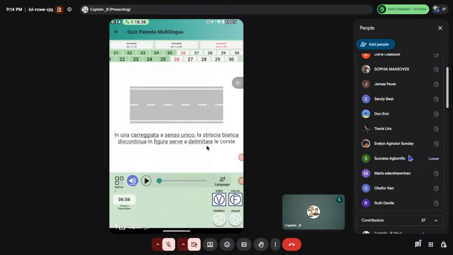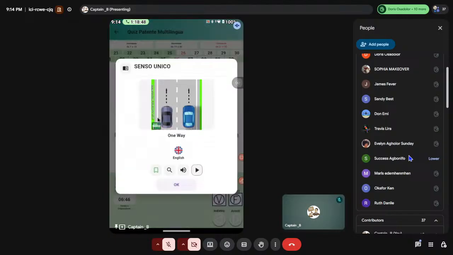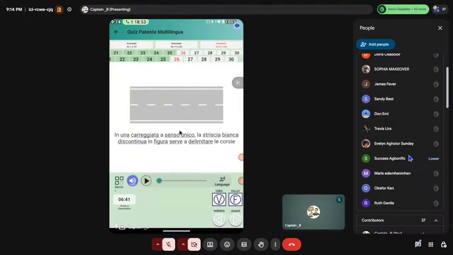That is delimitare la corsia. What do you mean, sir? Reduce, the lane. It has reduced the lane to two-way circulation. Now it's not only one way. Senso unico. Senso unico. One way.